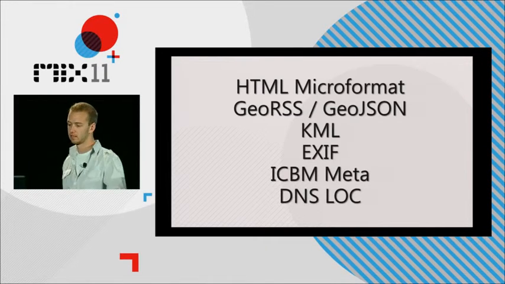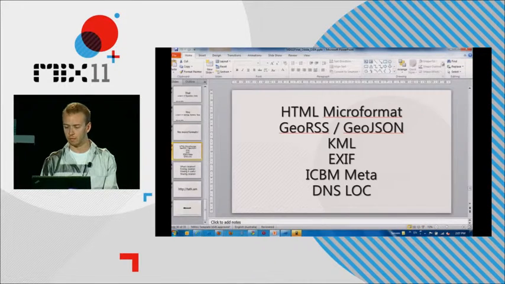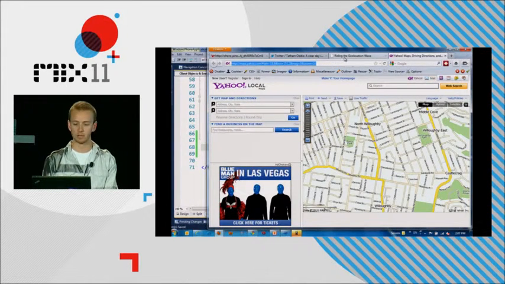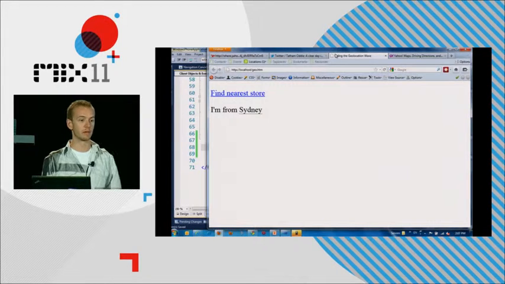KML is another XML-based type, which is actually quite powerful. It stands for Keyhole Markup Language. Keyhole was the name of the company that built Google Earth before Google bought it.